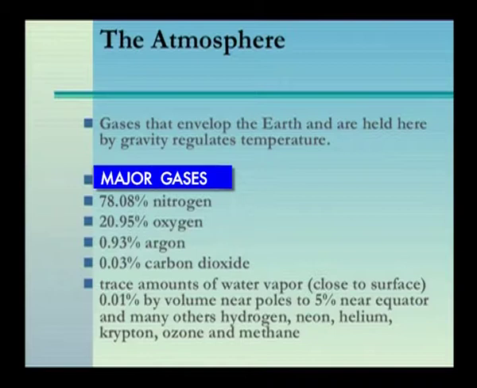There are trace amounts of water vapor close to the surface, 0.01% by volume near the poles to about 5% near the equator, and many others like hydrogen, neon, helium, krypton, ozone, and methane.